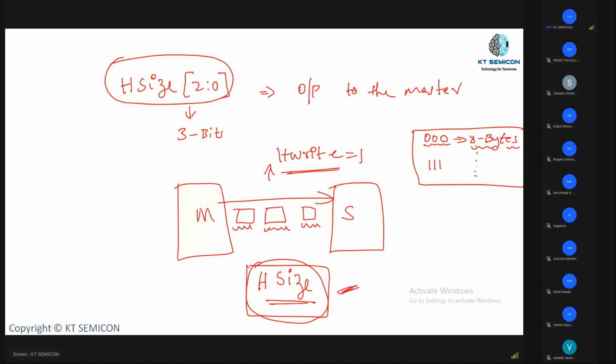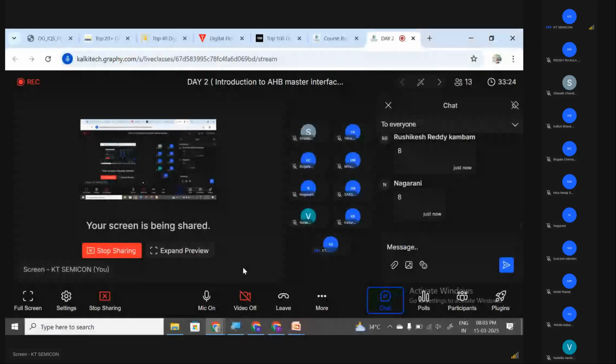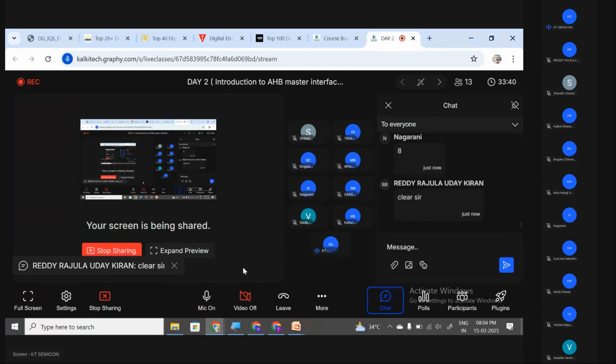Is this clear? Yes or no? Please let me know. The HSIZE, is it clear? Or does anyone have any doubt? Is it clear for everyone, or shall I explain it one more time?